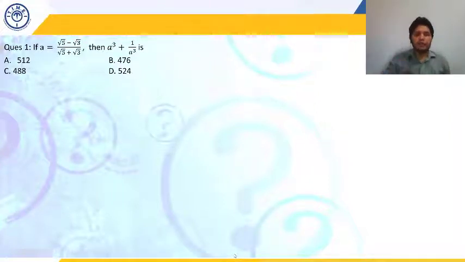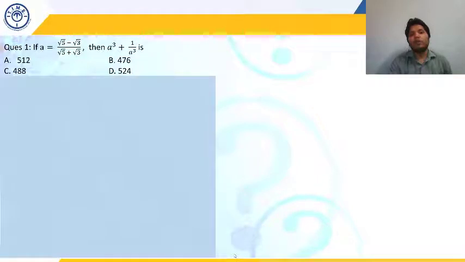There are two ways. We can directly put the value of a here, so it will become (root 5 minus root 3 upon root 5 plus root 3) whole cube plus 1 upon (root 5 minus root 3 upon root 5 plus root 3) whole cube. But it will take a lot of time to solve this question. So we will try to solve it not by directly putting the value of a. We will be doing some adjustments and accordingly we will be solving this question.